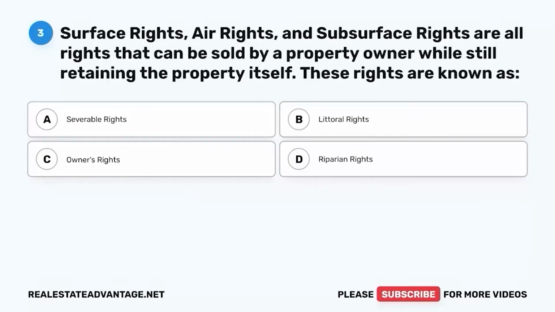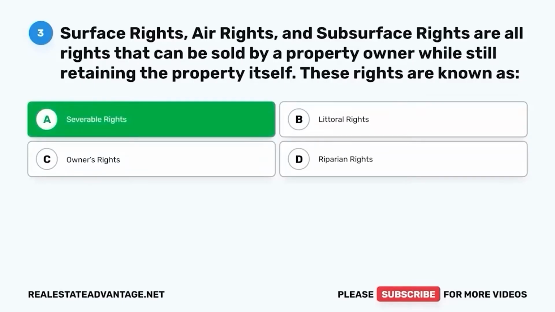Question 3. Surface rights, air rights, and subsurface rights are all rights that can be sold by a property owner while still retaining the property itself. These rights are known as A. Severable rights. B. Literal rights. C. Owner's rights. D. Riparian rights.